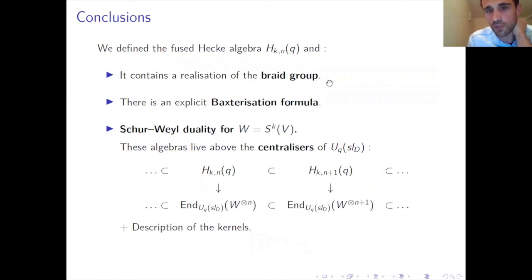what is the quotient of the braid group which appears in the fused Hecke algebra. We don't even understand all the relations which are satisfied by the braiding elements. And it's a very interesting question. About the knot and its invariance, intuitively what we could think is that this algebra, the fused Hecke algebra, plays for this representation the same role as the Hecke algebra for the usual representation, okay?